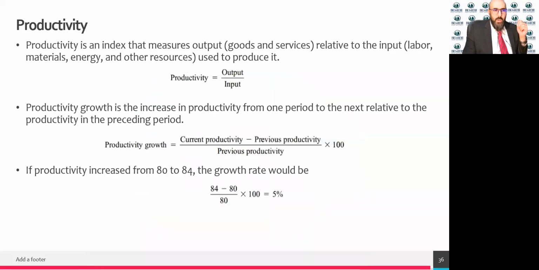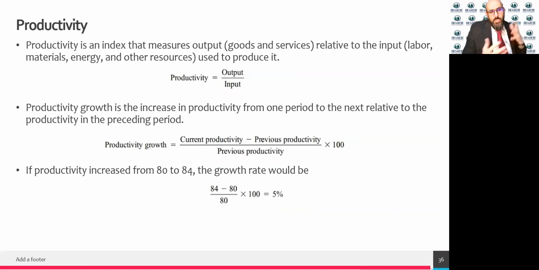All right, in this video, I will be talking about productivity. Productivity is an index that measures output to the input. So for example, how many units we produce compared to the input: the labor, the material, the energy, or other resources. And it could be calculated simply by using this equation, output divided by the input.